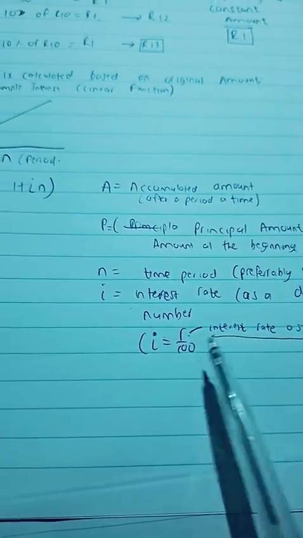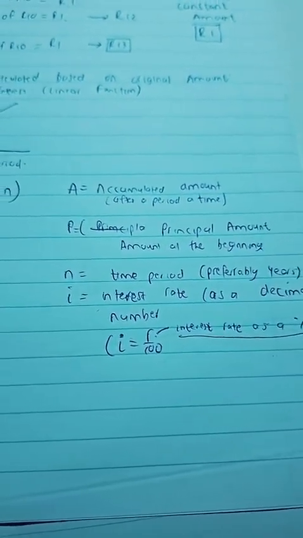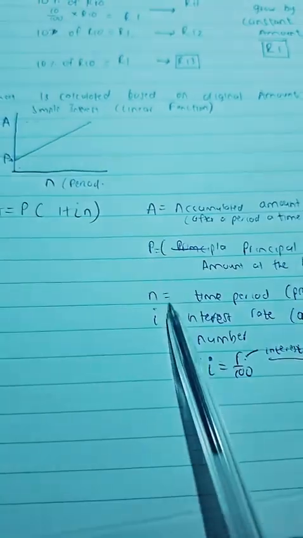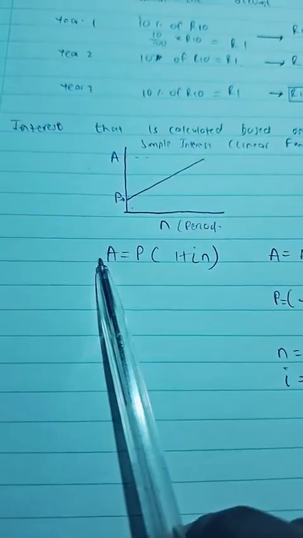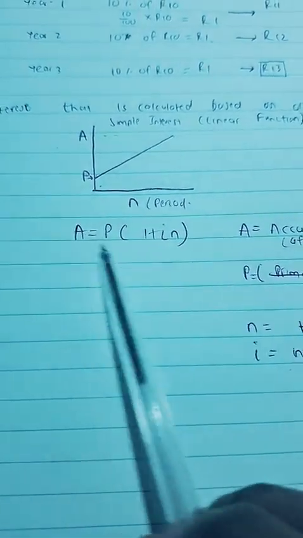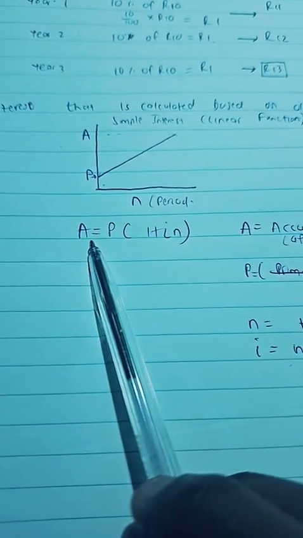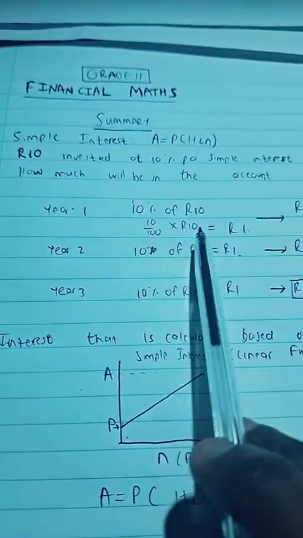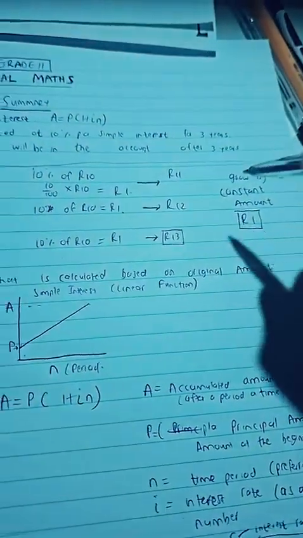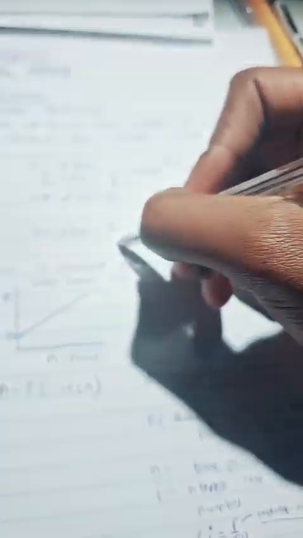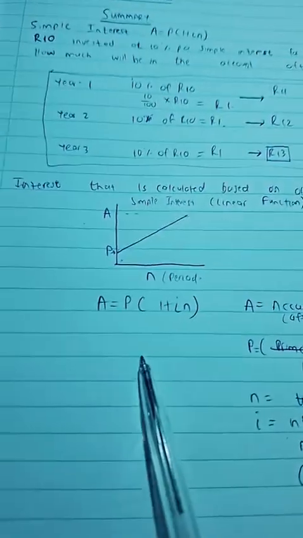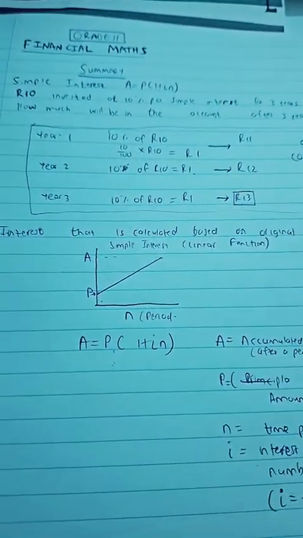So that's very important. Grade 11s, it's very important that you are able to understand what each of these variables actually mean. So this is the formula: A is equal to P brackets 1 plus I times N. Very important formula for calculating simple interest. So instead of looking at this simple interest problem that I made up, which was supposed to help us understand the concept of simple interest, now we can actually utilize a formula.